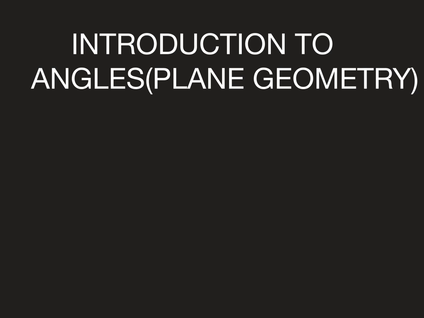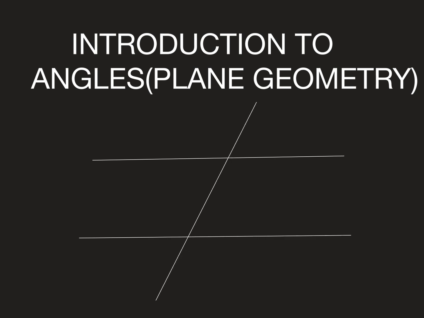Hello everyone, this is an introduction to angles, and in the upcoming videos we will discuss the calculations that are involved. So if I have two parallel lines, and let's say these two lines are transected with another line which we call the transversal. We will be able to have different angles, as you can see.